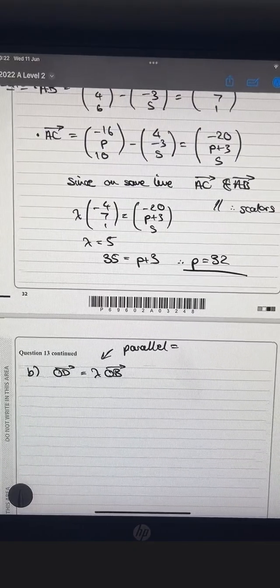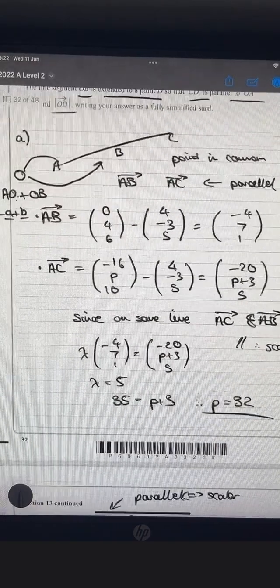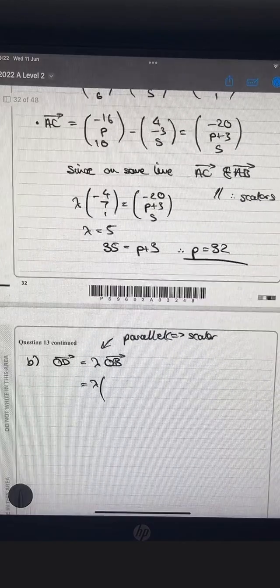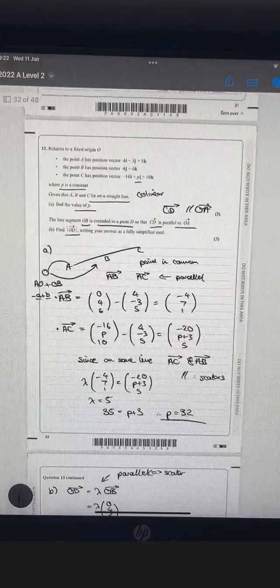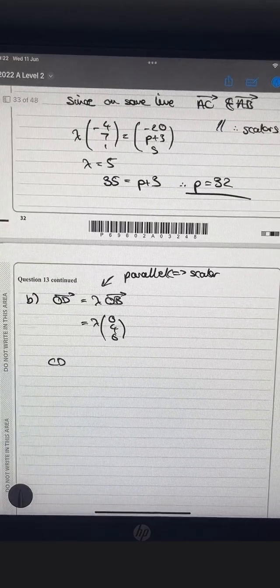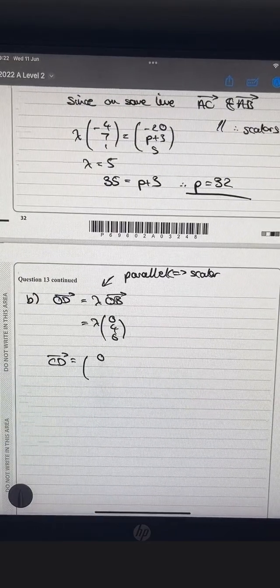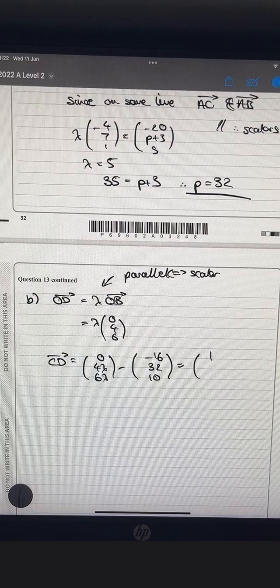All right. So that is going to be equal to lambda lots of what is OB again? OB is 0, 4, and 6. All right. So what do I need to see? They've told me CD is parallel to OA. So let's just find CD, which is D, which is 0, 4 lambda, 6 lambda, minus C, which is minus 16, 32, and 10. That's equal to minus 16, 4 lambda minus 32, and 6 lambda minus 10.